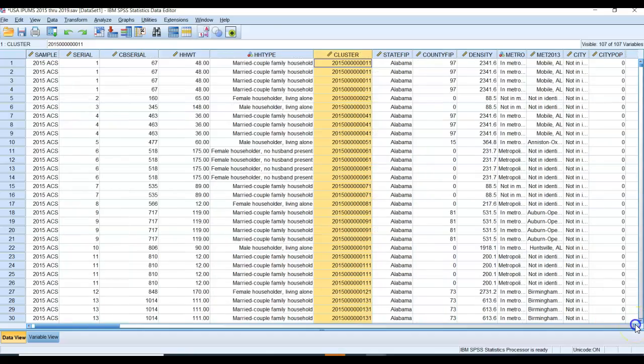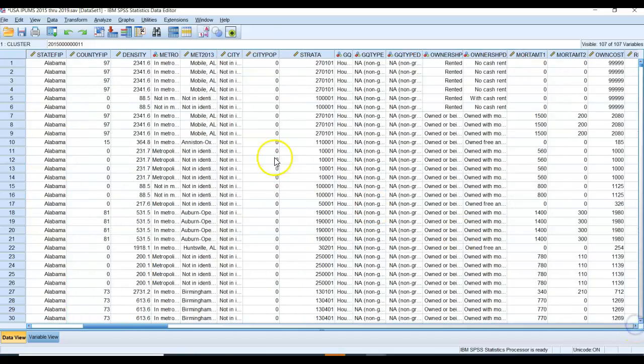Here is the cluster in which they're in. That's the IPUMS cluster. This is the state. The person is in Alabama. The county. We don't have the county's number, but I'll show you where you can get the actual identifier of the county if that's what you want. The density number, here is the metropolitan area. They are in a metropolitan area.